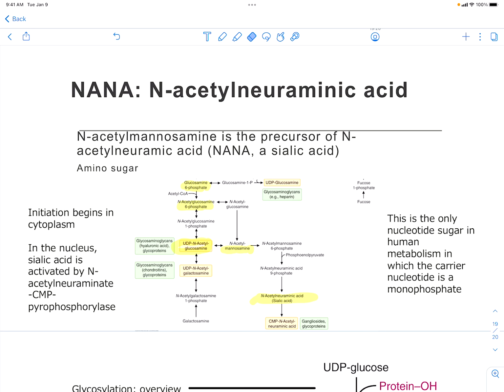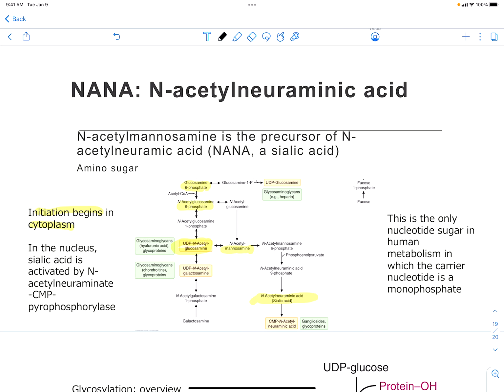Now, the other things that are pretty interesting about sialic acid is not only is it important because it adds negative charges to proteins exterior of our cells so that can interact with the aqueous environment, and also it's going to be very important in cell-to-cell communication. But its production is going to start in the cytoplasm, but it has to go to the nucleus to get activated. The enzyme to activate sialic acid is going to be in the nucleus, and it's an N-acetylneuraminate CMP pyrophosphorylase.